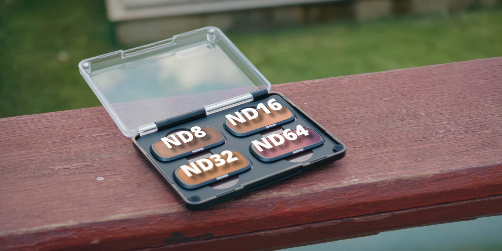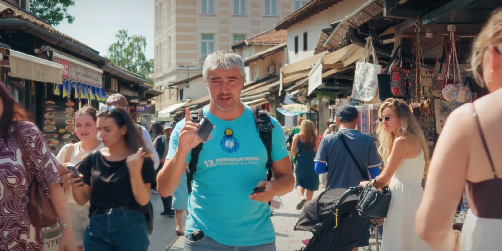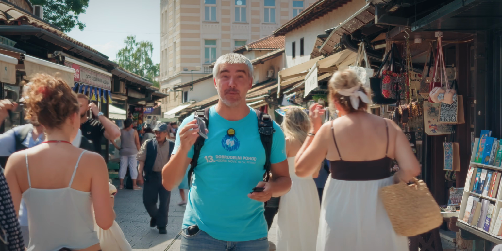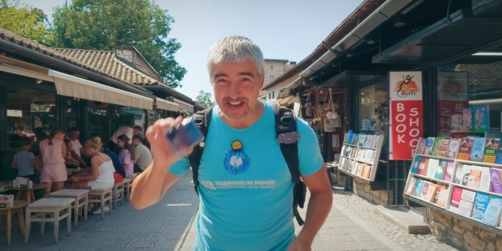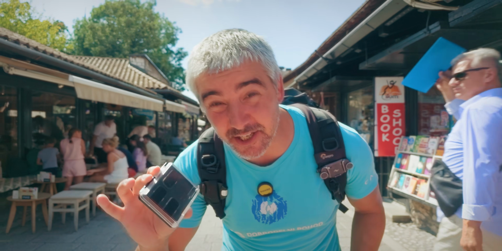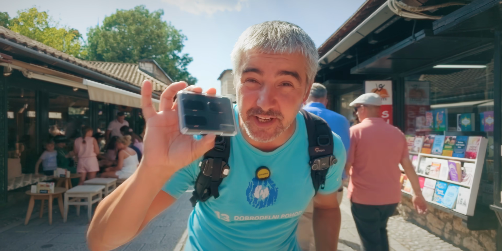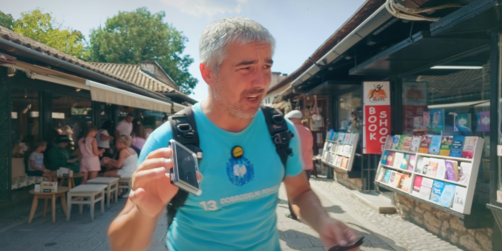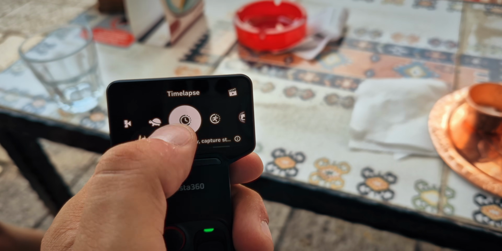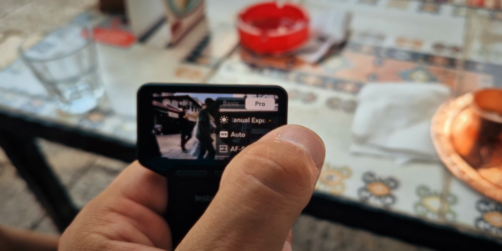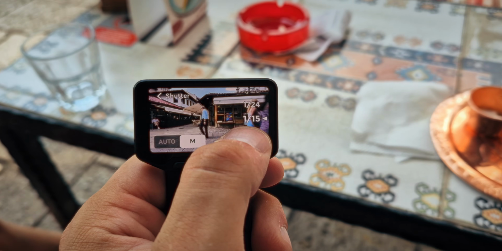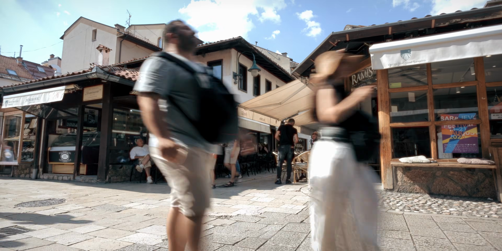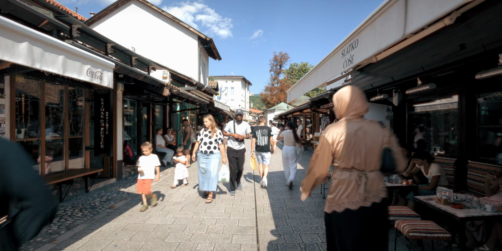So the idea for ND filters is basically just one, and that is to get the right amount of motion blur for your video. Now you've probably heard of the 180-degree shutter rule, and this is where you need ND filters to achieve that. So what is the 180-degree shutter rule? Well, that basically means that you need the right shutter speed in order to get the right motion blur alongside the frame rate of the video that you have.